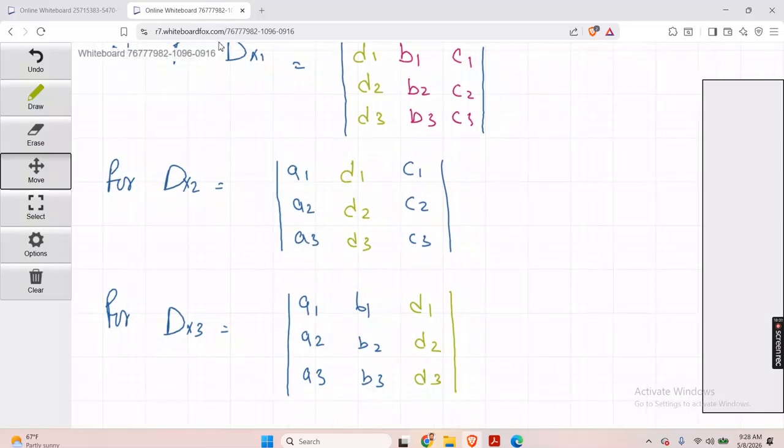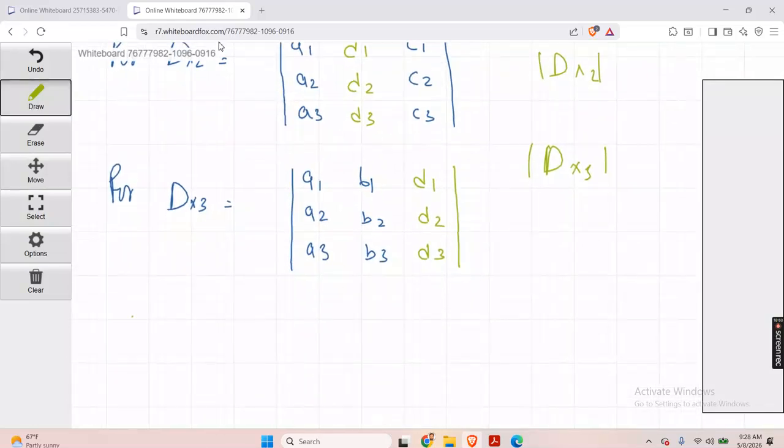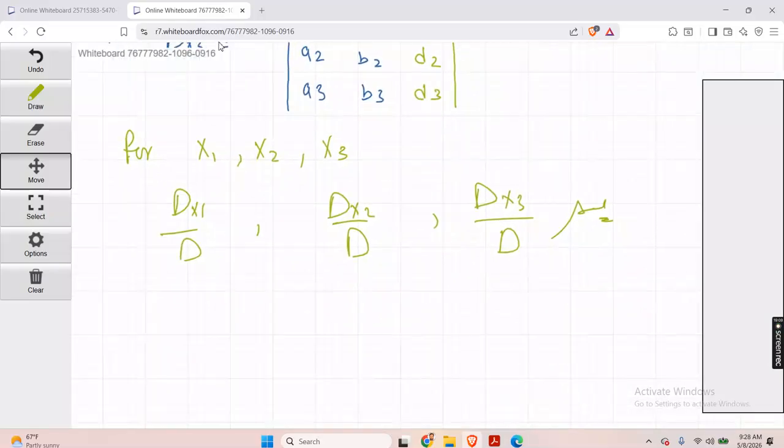So from every one you will get one determinant value. You know that all. You will do it for first row, first column, second row, first, like this. Same. Here you will get dx2, here you will get dx3. So once you get all, for x1, x2, x3, you will just divide: dx1 divided by d, dx2 divided by d, and dx3 divided by d. This will give you your answer.